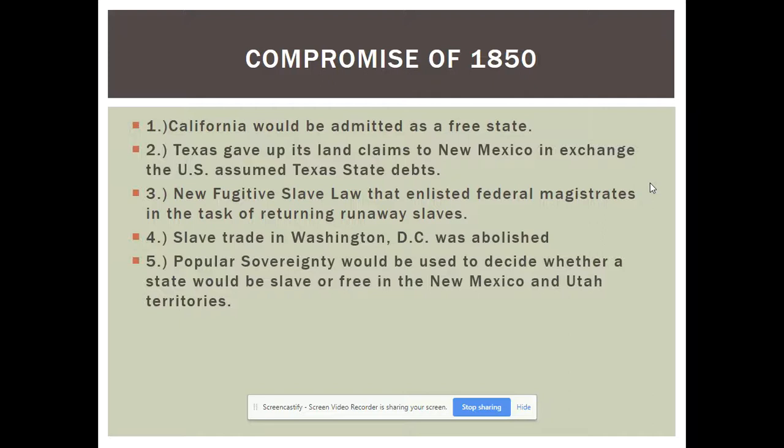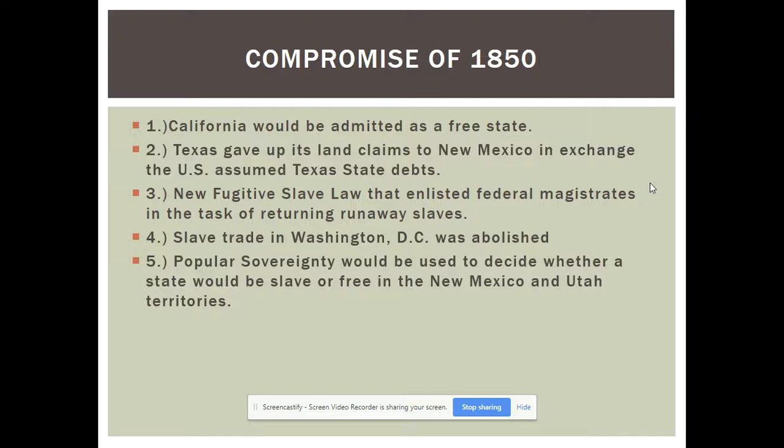Now number 2 has nothing to do with the North or the South. It really just deals with Texas. If you remember, I told you there was a big chunk of land that extended into New Mexico and Colorado that Texas claimed, though there really weren't any Texans living out there. They decide to give that up in exchange for the U.S. government taking over their debts. It's kind of like your parents taking over your credit card debt that you've accumulated for 9 years, which is what Texas had when they were an independent republic. And so that's done with Texas.